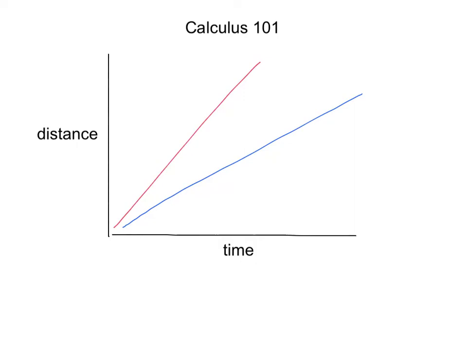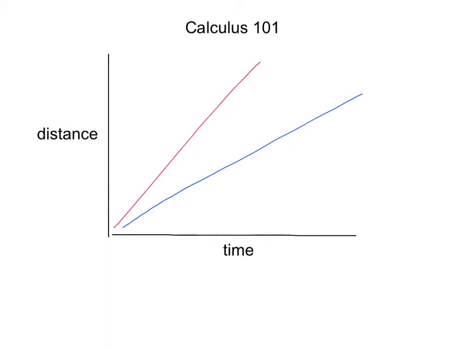Isaac Newton had a problem, and the problem involved the distance versus time graphs of moving objects. So here we have a distance versus time graph, and let's say the red line represents the distance versus time graph of a red car, and the blue line represents the distance versus time graph of a blue car. Isaac Newton knew that the slope on a distance versus time graph represents the speed of the object.